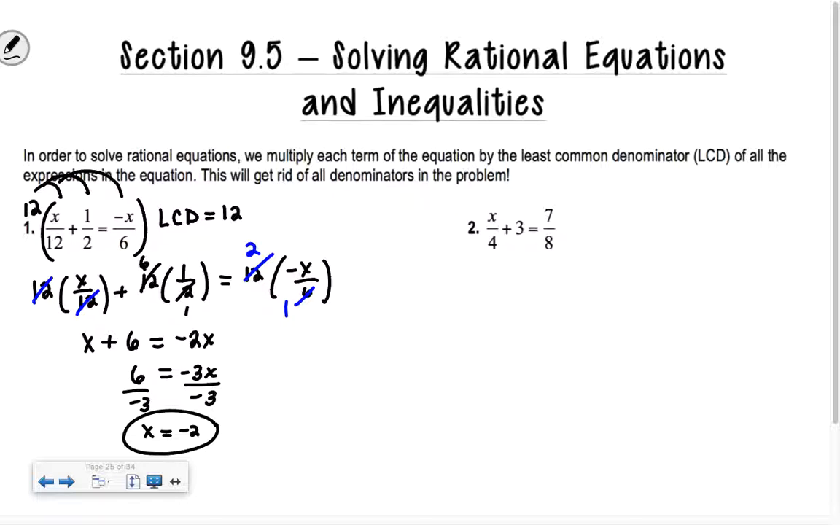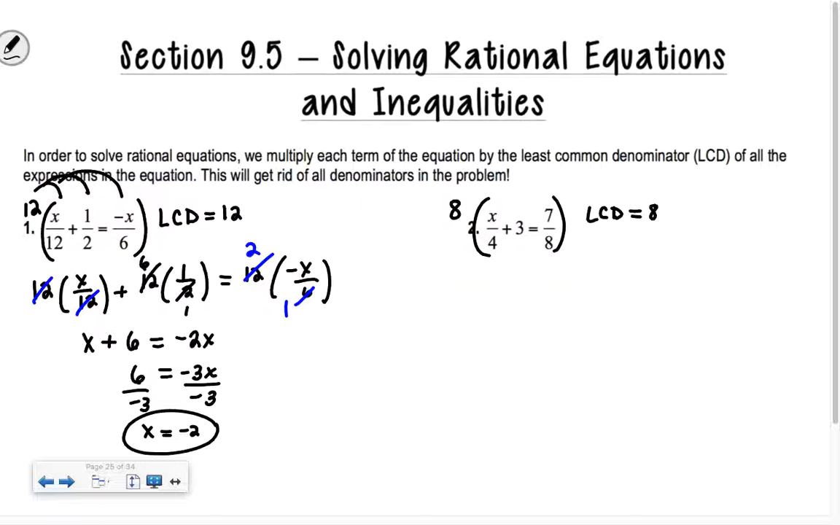So let's do that on this one. If I was finding the least common denominator, do you guys see what the least common denominator would be? Yeah, just 8. So we would multiply everything through by 8. Now I'm going to try to get away from writing out that step where I have the denominator every single time I take 8 into every single thing.